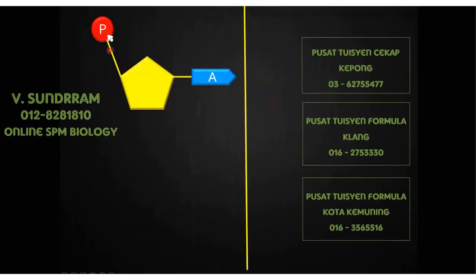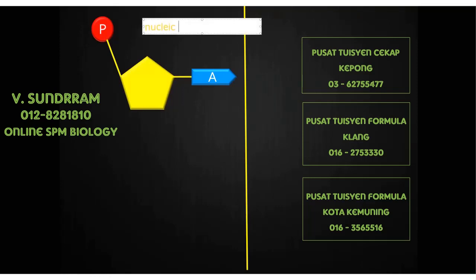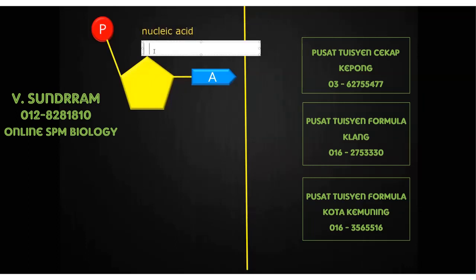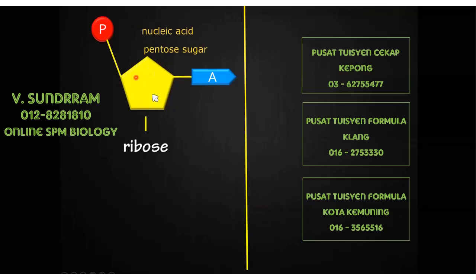Based on that, this is a nucleotide. If you are explaining about nucleic acid, then this sugar is pentose sugar. Kalau nucleic acid, if you're explaining nucleic acid, this is a pentose sugar, you give a general name. If I tell you that this is ribose, kalau ini ribose, this whole thing becomes ribonucleotide.